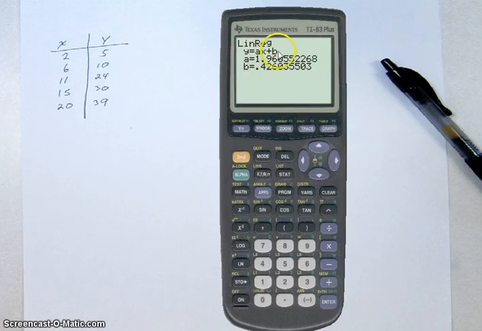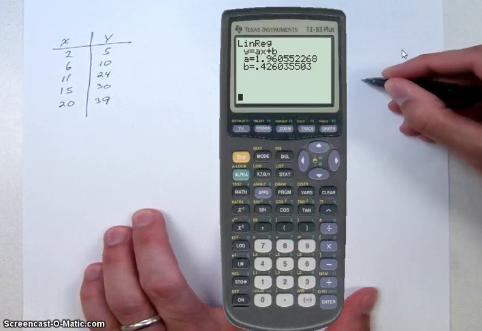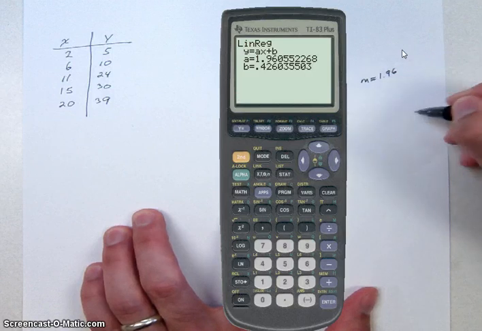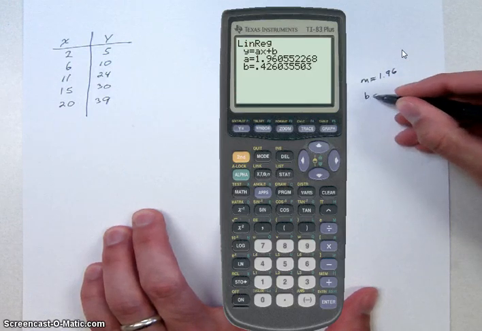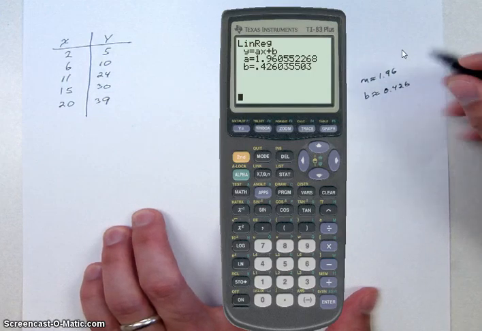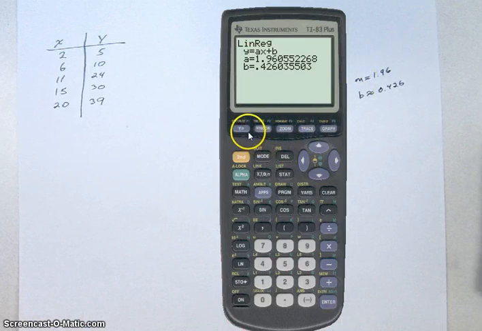You can see the linear equation, y equals mx plus b, is represented, except they use an A to represent the slope, and the B again is the y-intercept. And there's the numbers that we need for our slope and y-intercept. So I'm going to write them down quickly. I'm going to write down m is equal to 1.96 approximately, and my y-intercept is approximately 0.426, let's say.